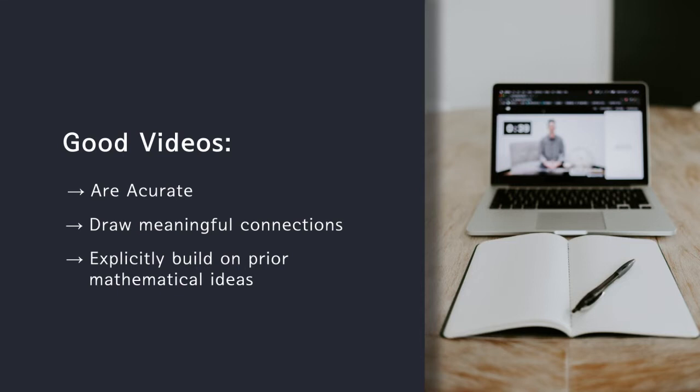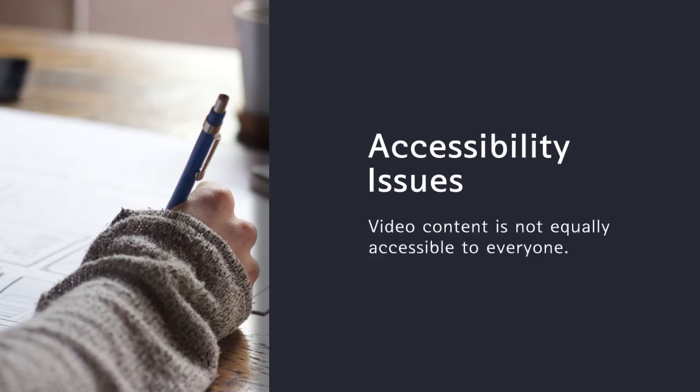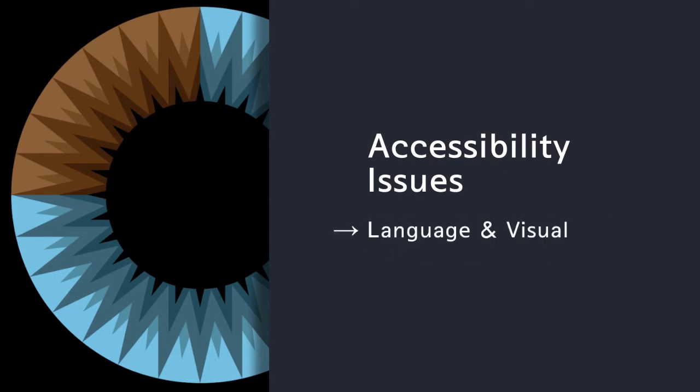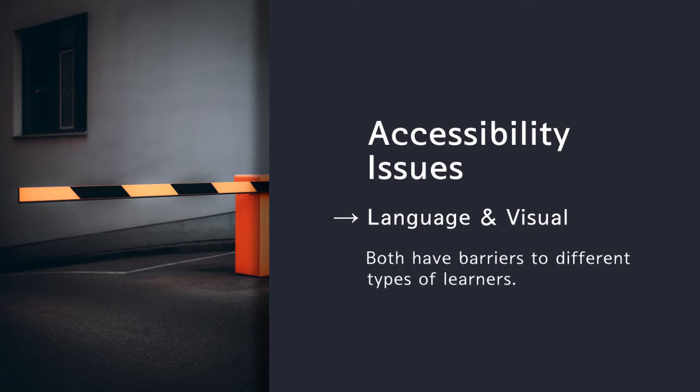Oh, and when you're picking videos, check the captions. Yes, checking captions is really important. There are definitely accessibility issues. Be mindful that video content is not equally accessible to everyone. If you noticed in 3Blue1Brown, video content relies mainly on 2 types of communication, language and visual. Both have barriers to different types of learners.